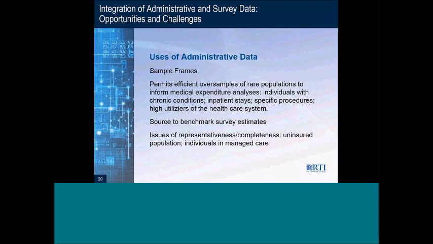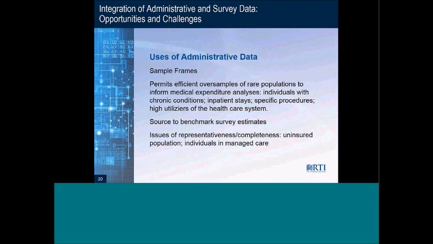So just going a little deeper in terms of some of the overarching opportunities and challenges, as I mentioned, having a very large administrative resource allows one to look at rare populations in a very cost-efficient manner. It would be, for medical expenditure analysis, looking at individuals with specific chronic conditions, those with multiple inpatient stays in a given year, specific procedures, the high flyers. If we look at the top 1% of individuals, they comprise about 20% of the expenditure distribution. So bringing them in for subsequent analysis or a longitudinal profile in the future is critical.